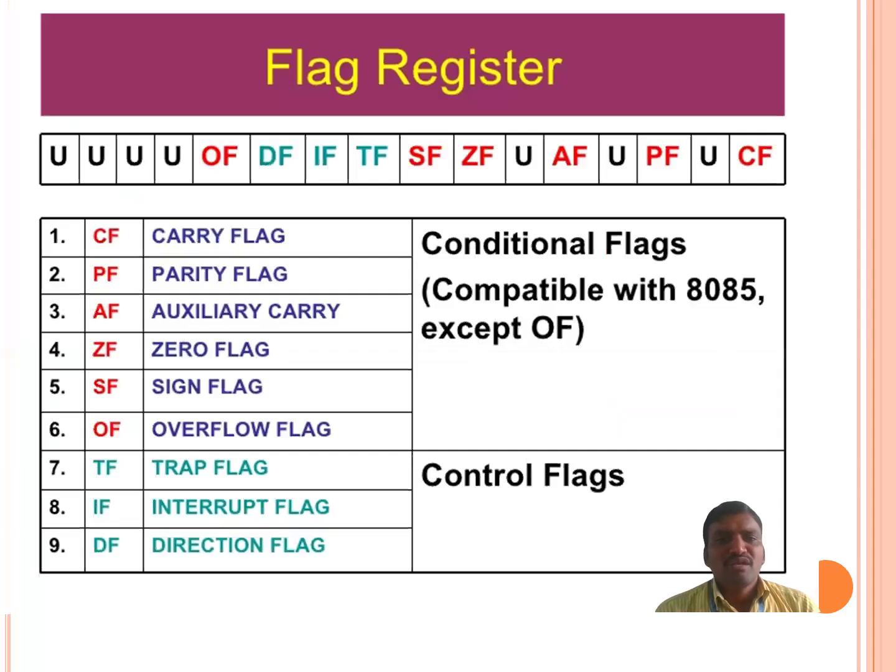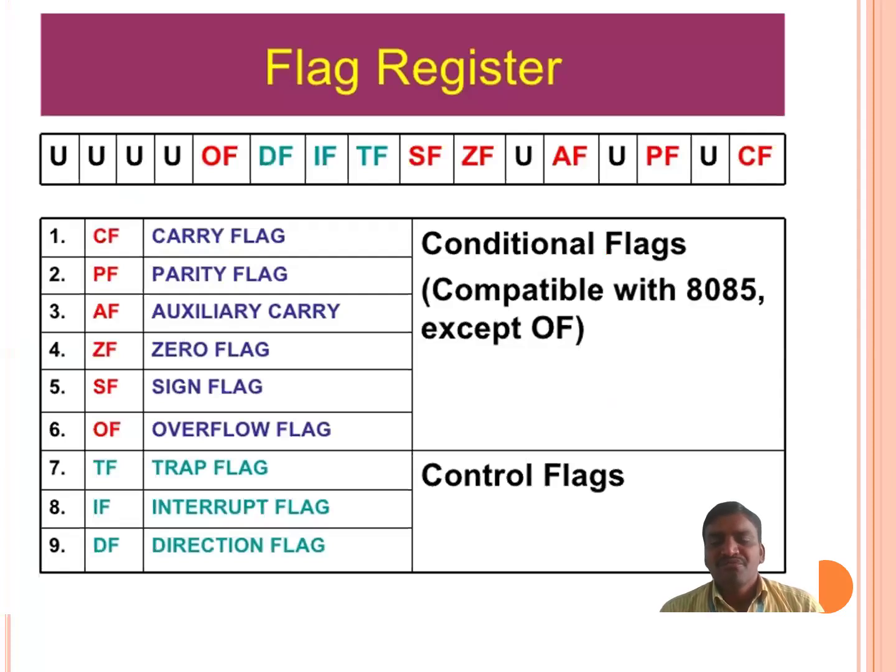So what is meant by the carry flag? Whenever we are performing any ALU operation, or if we are performing addition between 2 numbers, if there is a carry out of the MSB bit, in that case this carry flag is set to 1, otherwise it will be reset to 0. When the carry flag is set to 1 and when it is reset to 0.